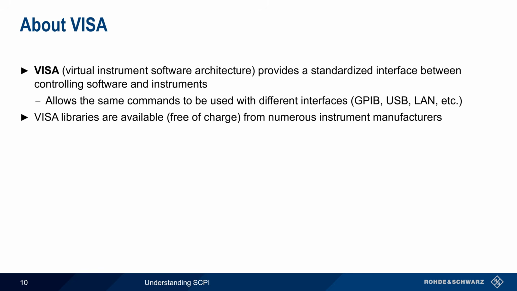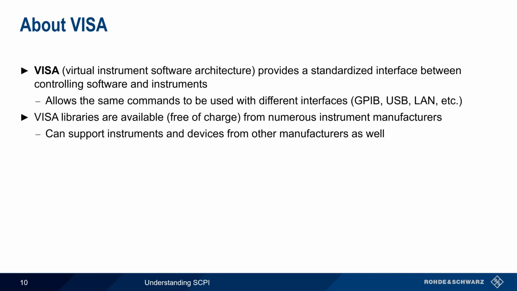VISA libraries are available, free of charge, from numerous instrument manufacturers, including Rohde & Schwarz, and are normally available for various operating systems or hardware, such as Windows, Macs, Linux, Raspbian, etc. In most cases, a manufacturer's VISA supports controlling instruments from other manufacturers as well.